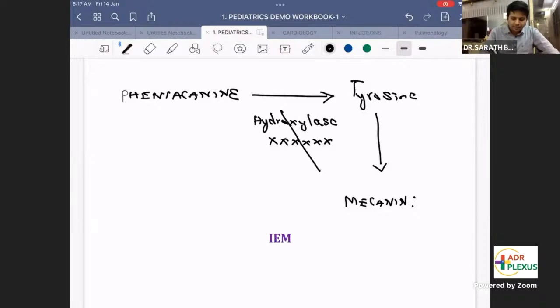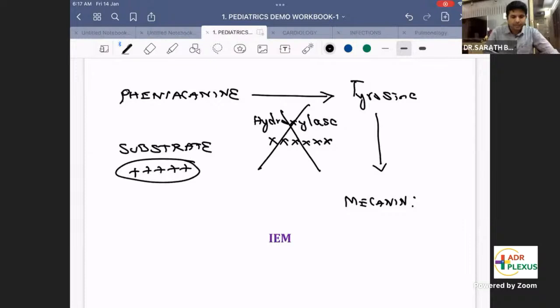If there is no phenylalanine hydroxylase, what will happen? This phenylalanine, what do you mean by that? It is a substrate. This phenylalanine will not be converted to tyrosine, as a result of which the phenylalanine will be increased in the blood and your tyrosine will be decreased in the blood. Because of the reduction in tyrosine, your melanin also will be decreased.